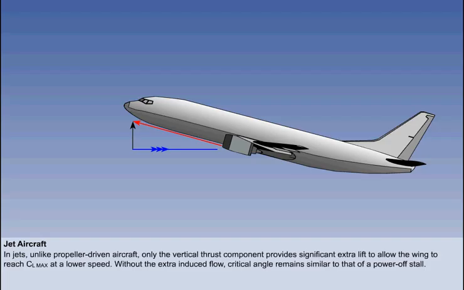A typical jet aircraft does not experience the induced flow velocities of prop-driven aircraft, the only significant factor being the vertical component of thrust. This means that, since less lift is required to support the aircraft, there is lift in hand to decelerate to a lower speed. The effect on stall speed at high thrust can be large, but since there is no induced flow, the angle of attack at the stall will be very similar to that of a power-off stall. The conclusion for both categories of aircraft is that power-on stall speed is less than power-off.